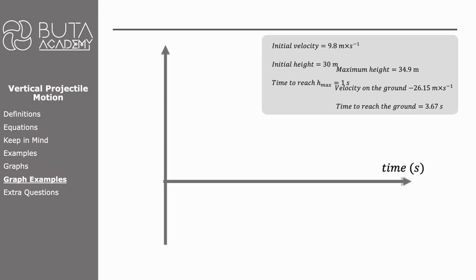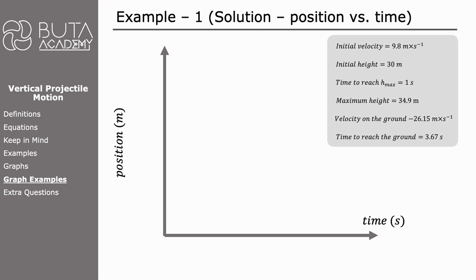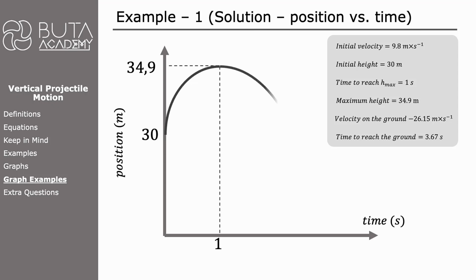Finally, let's draw the position versus time graph. The ball is initially 30 meters above the ground. After 1 second, it reaches its maximum height from the ground, which is 34.9 meters. As it was mentioned in the previous video, while drawing a position versus time graph of a projectile, we imagine kicking a ball from the given point and then draw its path as the graph. The graph will have a shape of half parabola until it reaches the maximum height. After this point, it will fall down again by following a parabolic trajectory. The time it hits the ground is 3.67 seconds.